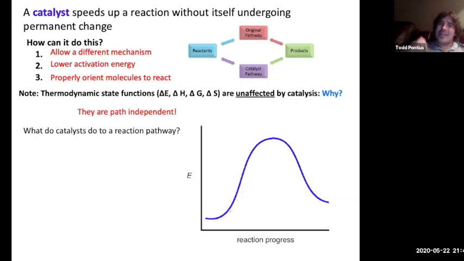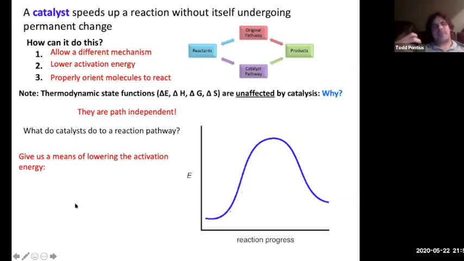They are path independent. State functions, doesn't matter how you get from point A to point B. Doesn't matter what path you took, what matters is where you end up. So catalysts don't change the overall energy change. What they do is they give us a shortcut for getting there. So how can they do this to a reaction pathway? They give us a means of lowering the activation energy.